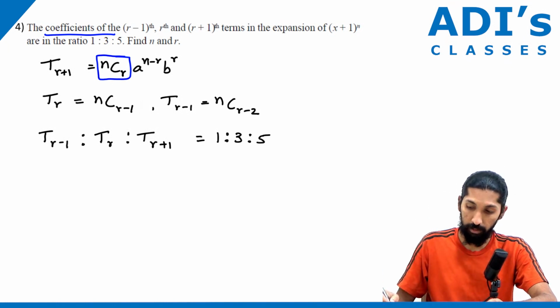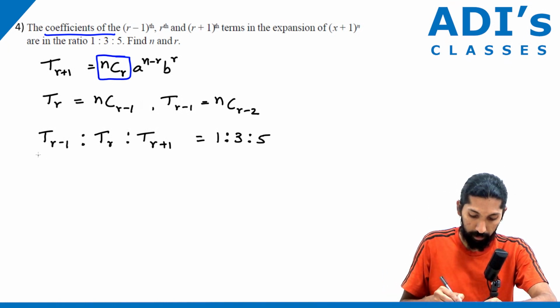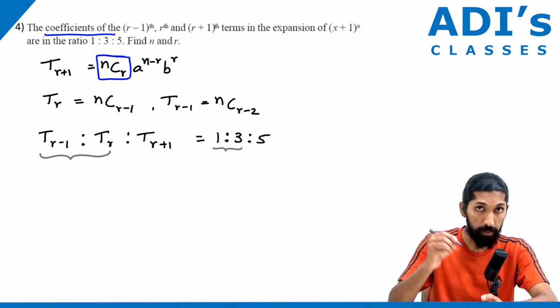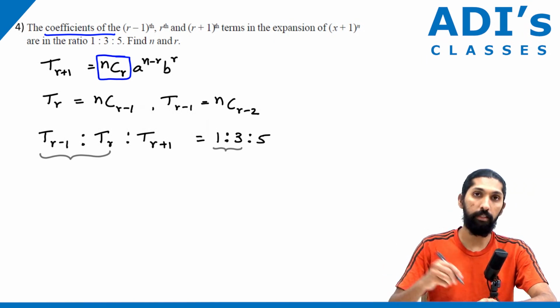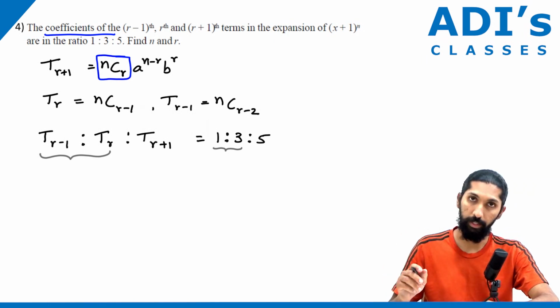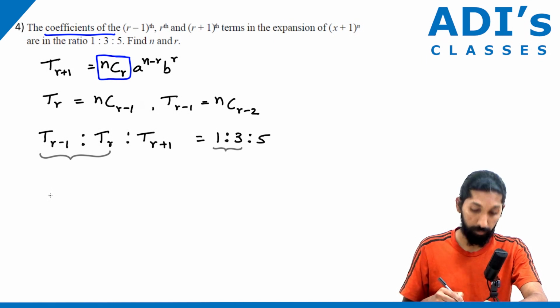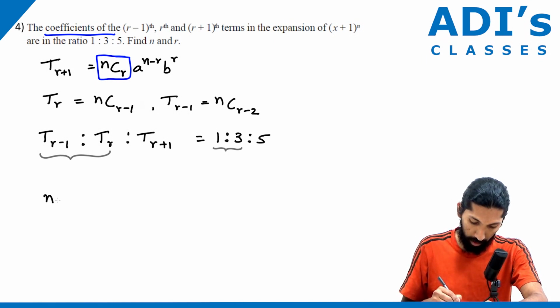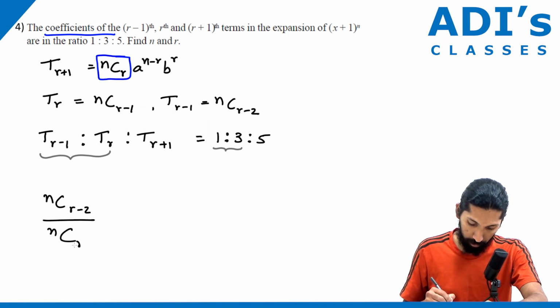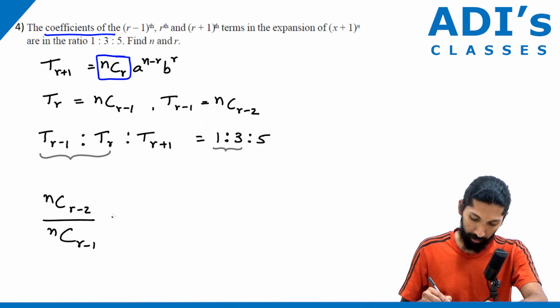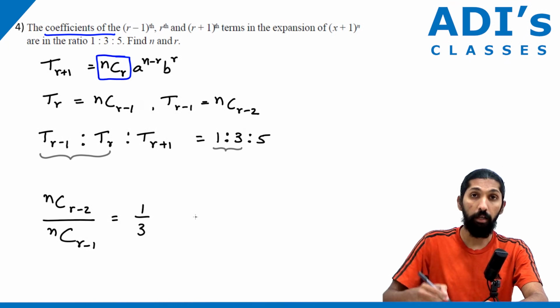Now, what we'll do, we'll take just two of them at one point of time. That means we'll first consider only T(r-1) is to T(r), that means we'll consider only 1:3. First, we'll consider this, then we'll consider the next two, solve the equation. Fair enough? So, what do we get here? T(r-1) is nC(r-2), so we have nC(r-2) by nC(r-1), because T(r-1) is to T(r), correct? This is equal to 1:3.